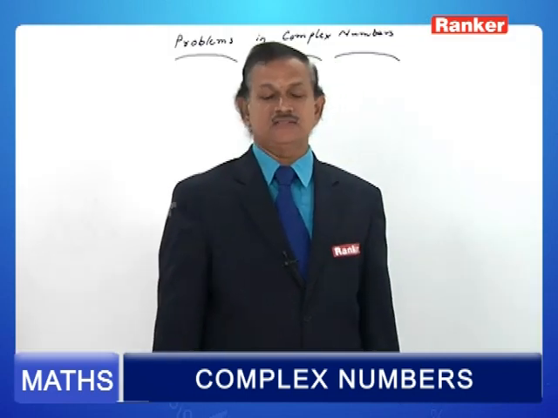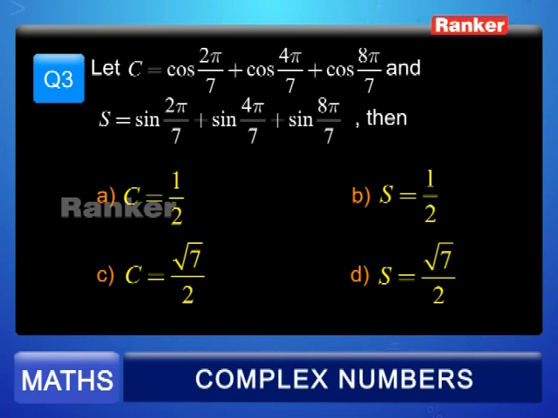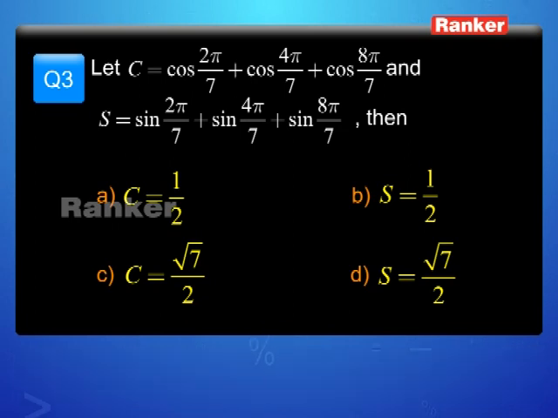The next question is question number 3. Here capital C is equal to cos 2 pi by 7 plus cos 4 pi by 7 plus cos 8 pi by 7, and capital S is equal to sin 2 pi by 7 plus sin 4 pi by 7 plus sin 8 pi by 7. Then he is giving us 4 options. He is discussing about the values of C and S. In the first option, that is option A, he is giving C is equal to half, and in the second option S is equal to half. Third option C is equal to root 7 by 2, and the fourth option is S is equal to root 7 by 2, which is correct.